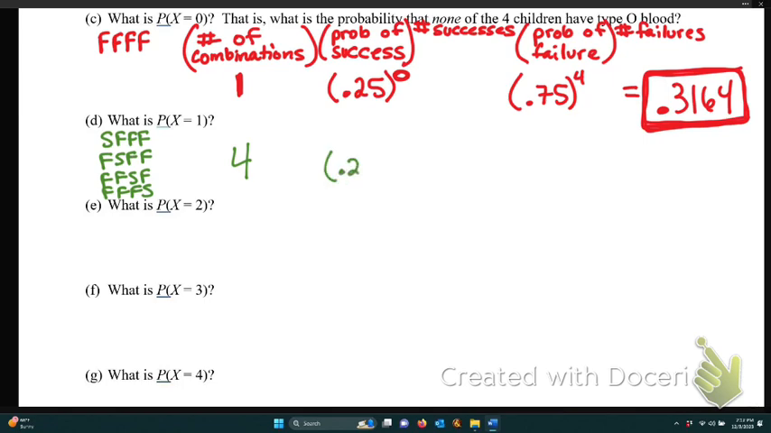Probability of success. Each trial, the probability of success is 0.25. In this situation, how many successes are there in each of the groups? 1. And then what's the probability of failure? 0.75. And how many failures are there? 3. So this one, you are going to do 4 times 0.25 times 0.75 to the 3rd power. This will be the probability that one of the 4 kids is a success, and I don't care which kid it is.